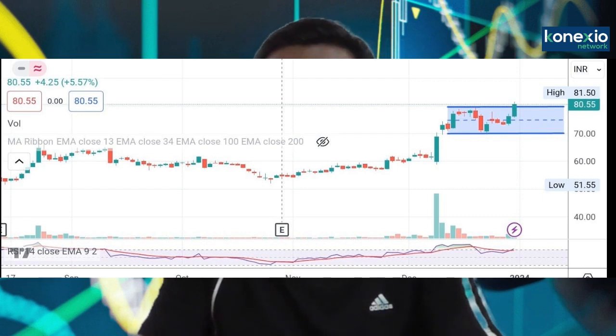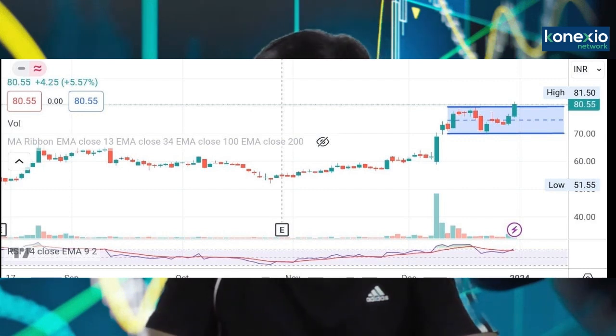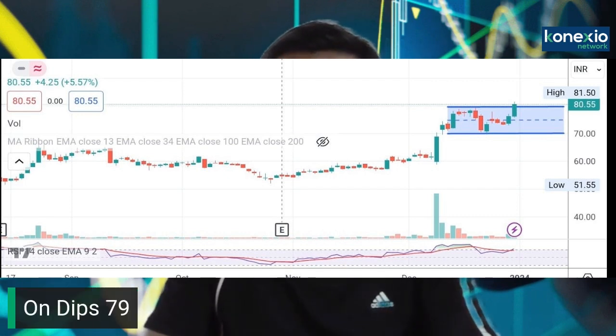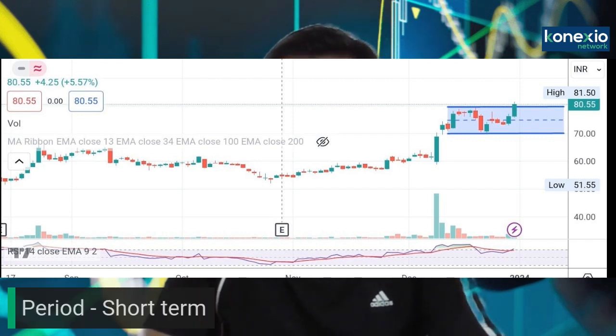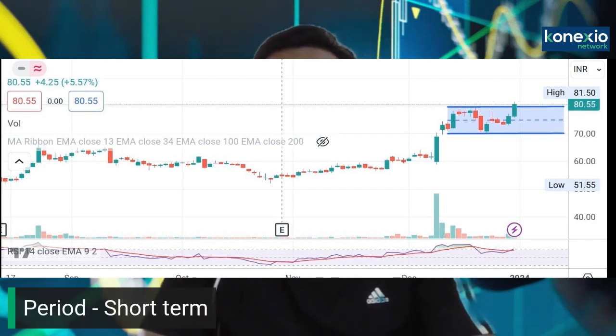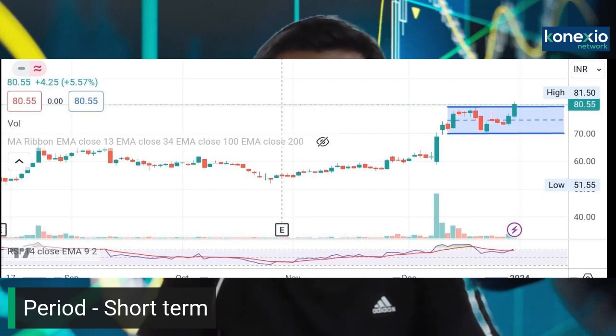Currently, the stock is in uncharted territory. This particular level is the first time the stock has entered. So we might see the extension of this particular trend in the coming trading sessions. So swing traders, positional traders, positional investors can buy the stock on dips to 79 for an upside target of 90 in short to medium term. 90 maybe for the next 2 to 3 months. So definitely GMR Infra is looking good at this juncture.